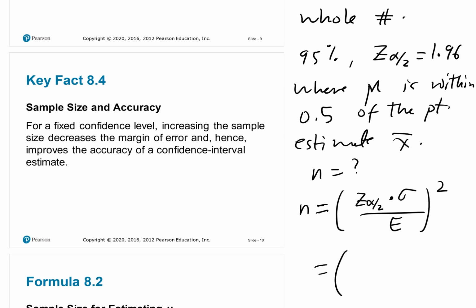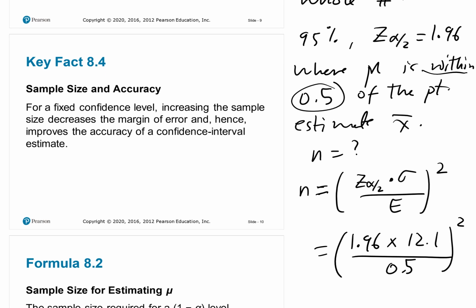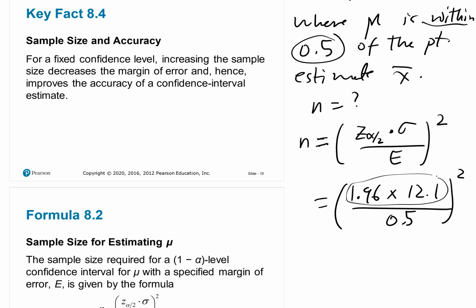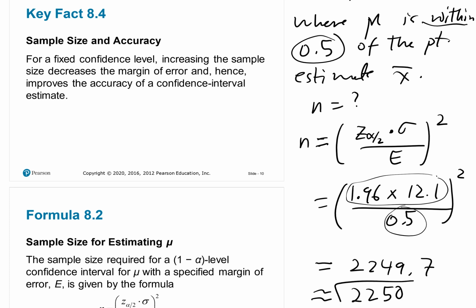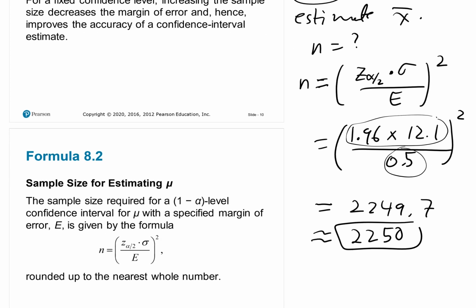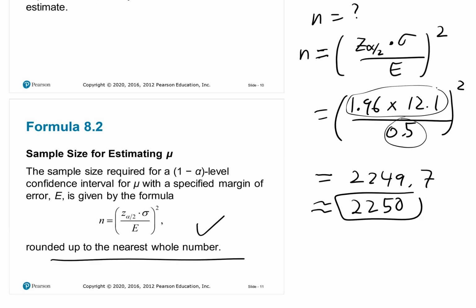Z sub alpha over 2 is given as 1.96 times sigma, which is 12.1, over E. When they say within, that means the error is 0.5, and we need to square this. To do this, you first multiply these two numbers, divide the result by 0.5, and square the final result. That gives us 2249.7, which can be approximated as 2250. And you will see the formula here again, and it says round to the nearest whole number.